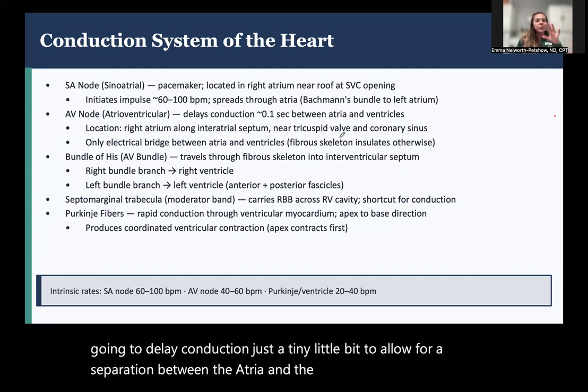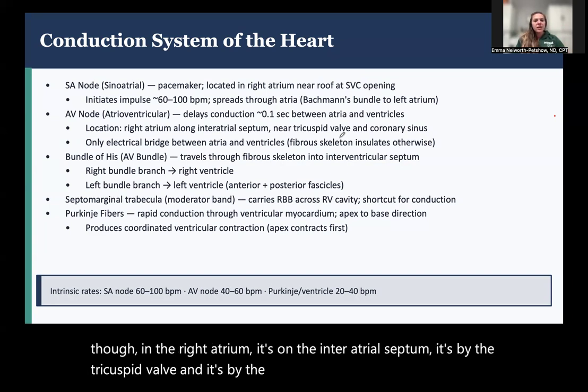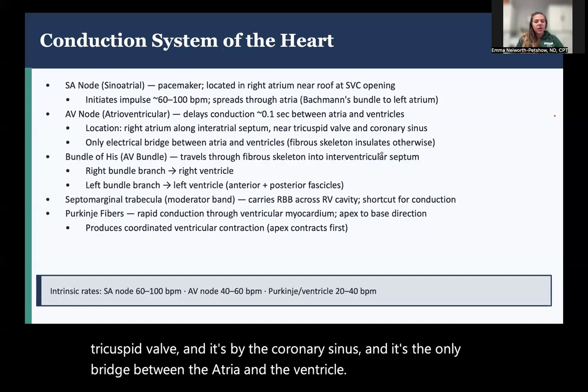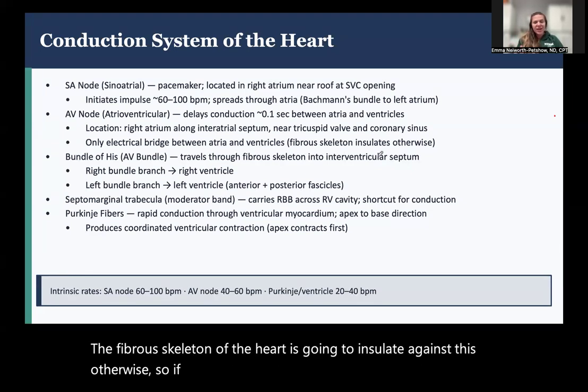This is also in the right atrium. It's on the interatrial septum. It's by the tricuspid valve and it's by the coronary sinus. And it's the only bridge between the atria and the ventricles. The fibrous skeleton of the heart is going to insulate against this otherwise. So if this is injured, the atria and ventricles will not communicate well.